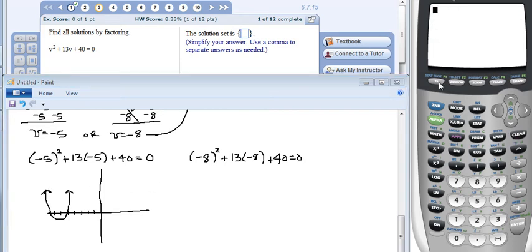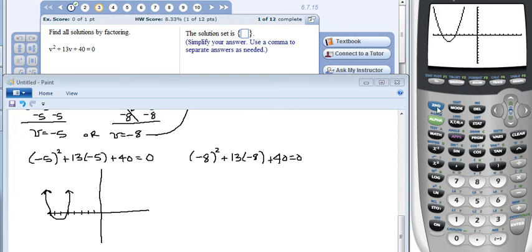So let's go back into our y equals and let's put it in. Remember, this is our variable. I haven't done this in a while. X squared, v squared, who cares, right? Plus 13x plus 40. Let's graph it and see. Yeah, wow. Looks exactly like that. It looks like it's crossing at negative 5 and negative 8.